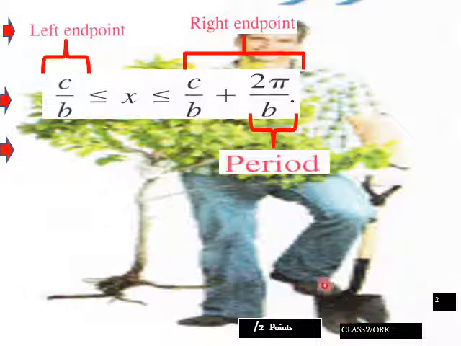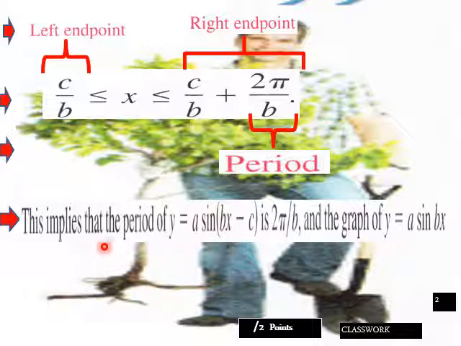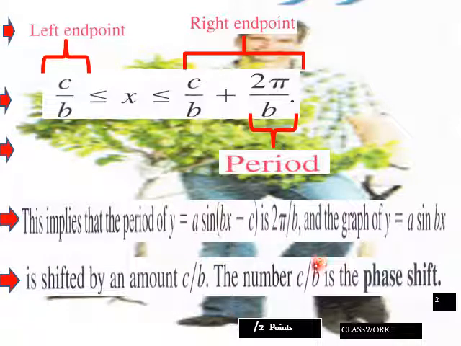This is on your class worksheet, and this is your period here, 2 pi over b. Remember, this is how you find your period. This whole thing added together is the sum that determines your right endpoint, and this is your left endpoint here. So this implies that the period of y equals a sine quantity bx minus c is 2 pi over b, and the graph of y equals a sine bx is shifted by an amount of c over b. So this is your shift here, c over b. The number c over b is the phase shift. It's called a phase shift.